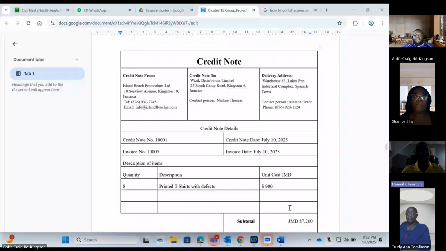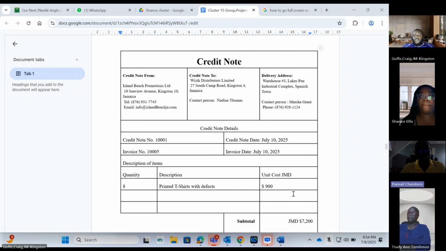Right, so a credit note is issued by the supplier to a customer to acknowledge a reduction in the amount owed, often due to returned goods, damaged goods, or any pricing adjustment related to products purchased.